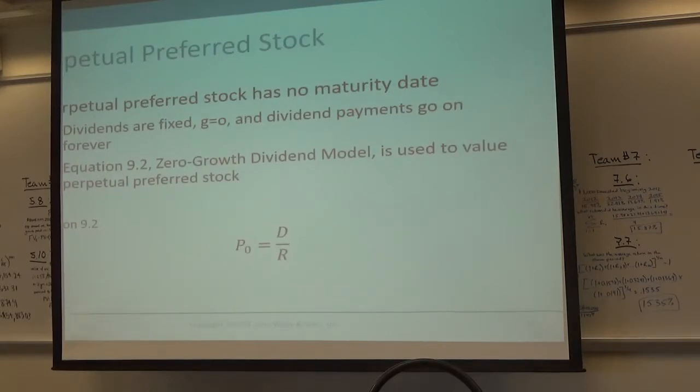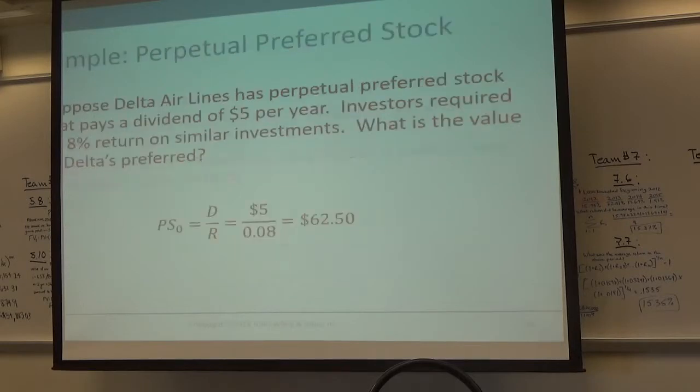Perpetual preferred stock. Perpetual preferred stock has no maturity date, dividends are fixed, G will equal 0, and dividend payments go on forever. Equation 9.2, the zero growth dividend model, is used to value perpetual preferred stock, and there is equation 9.2. An example of perpetual preferred stock: suppose Delta Airlines has perpetual preferred stock that pays a dividend of $5 per year.